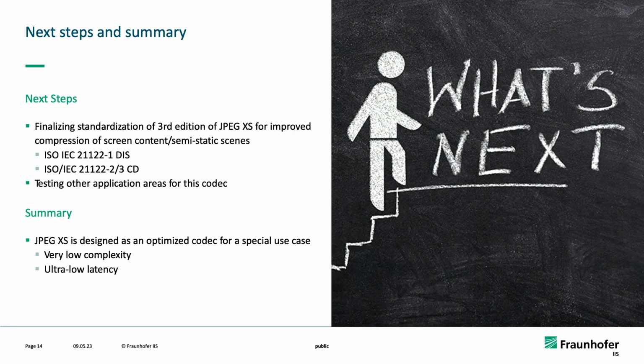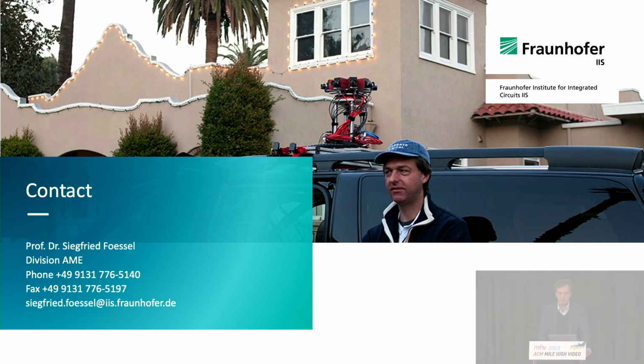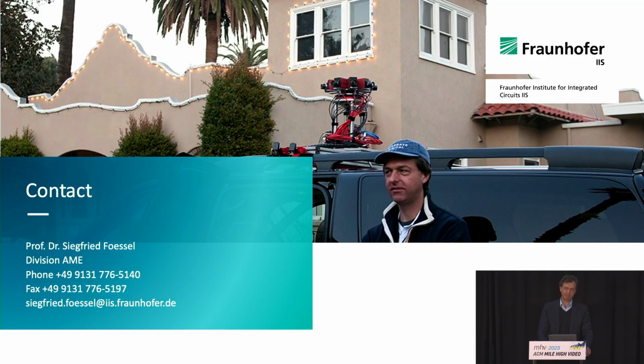So we are at the moment in the final steps of the third edition, and in summary, JPEG XS is mainly designed for, let's say, special use cases for video contribution or in-house distribution with very low complexity and ultra-low latency. Thank you for your attention.